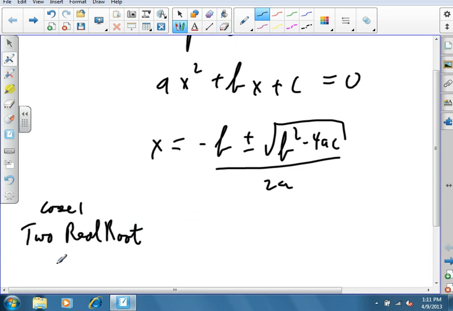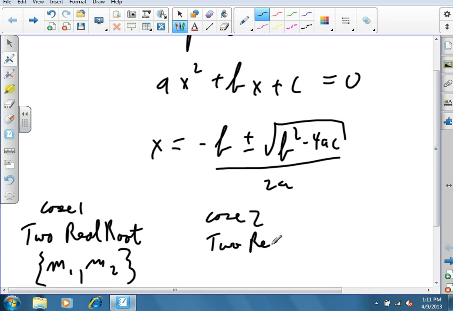Yeah, two real roots, m1, m2. Or case 2, we could have two real roots that are the same. So I could have m1, m1. They could be the same real roots.